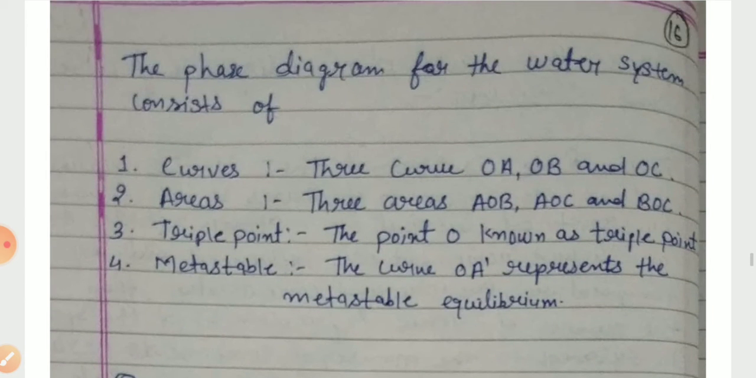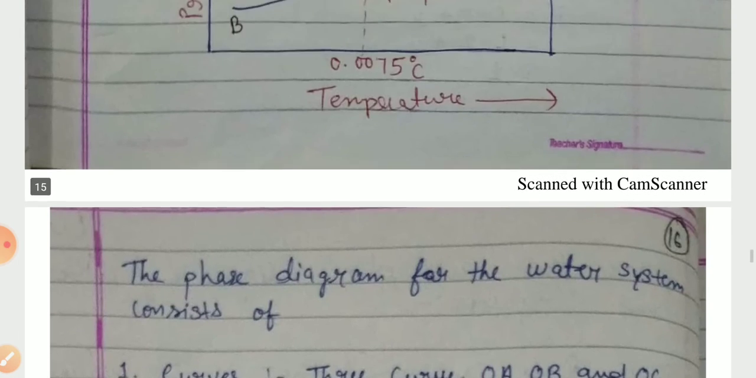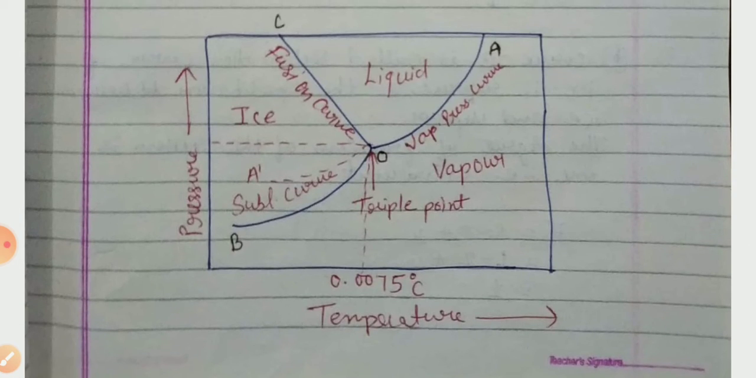For the phase diagram of the water system, we have to discuss the degree of freedom at a curve, at the areas, at the triple point, and at a metastable condition. For this diagram, there are three curves: OA, OB, and OC. In this diagram, you can see the curves OA, OB, and OC.